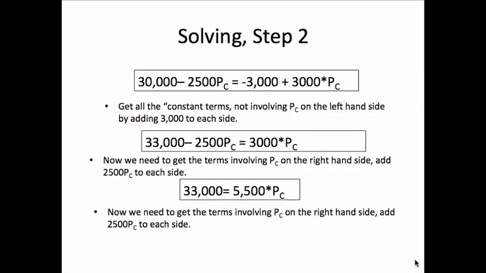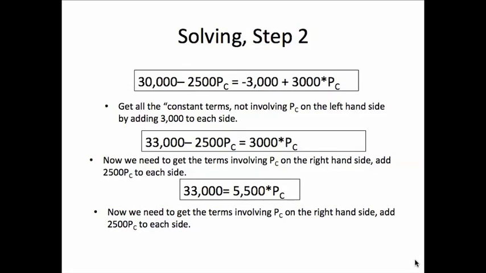So if we move on to solving it, what exactly do we do? Well, what we're going to do is get all the constant terms, those that don't involve PC or the price of Coca-Cola, on the left-hand side. To do that, we add 3,000 to each side of the equation. So if you look at the right-hand side, we had negative 3,000 plus 3,000. That goes away. Negative something plus positive that same thing equals 0. And on the left-hand side, we add 3,000 and we go from 30,000 to 33,000.